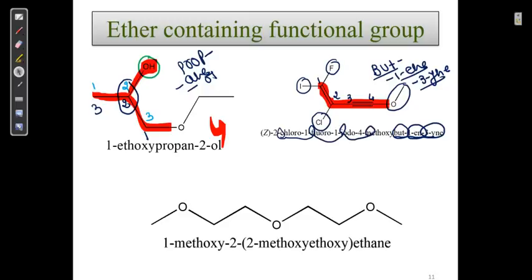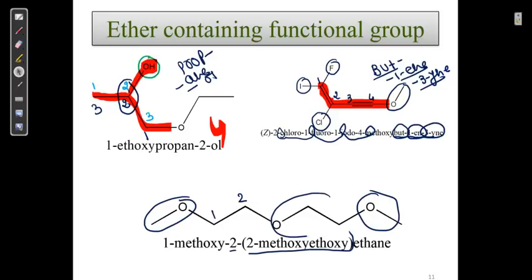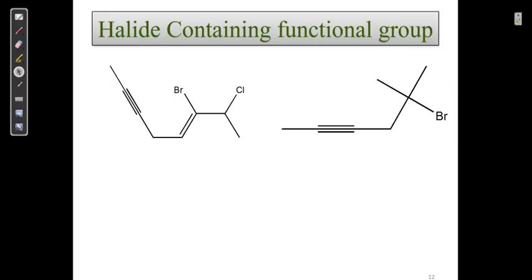So this is ethane 1 and 2. So it is given 1-ethoxy, 2. At the second position, 2-methoxy, ethoxy. 2-methoxy. And again, this is ethoxy. It's a very simple name. Come here, halide containing functional groups. Now the maximum confusion is created here.